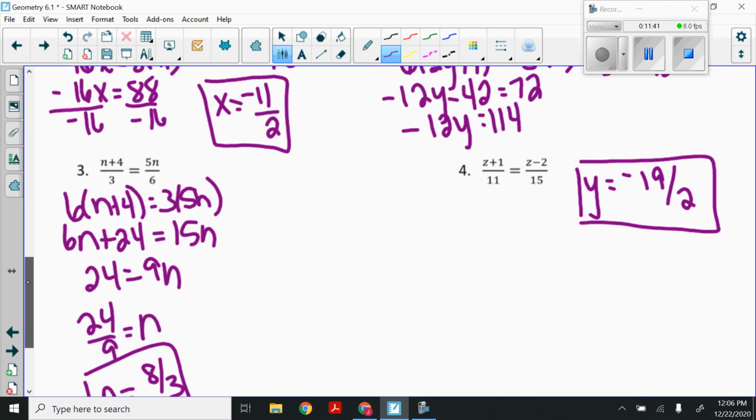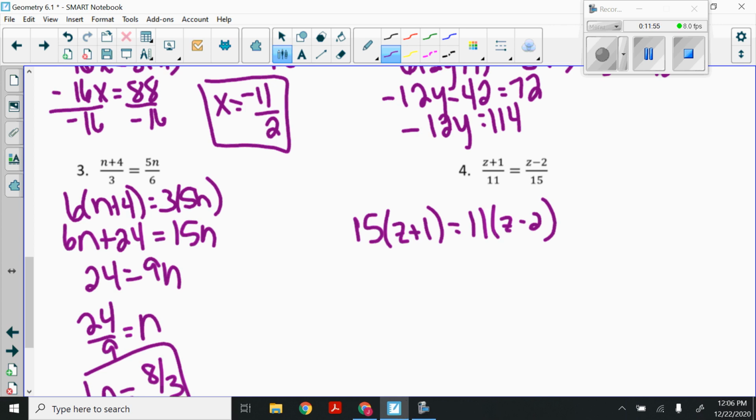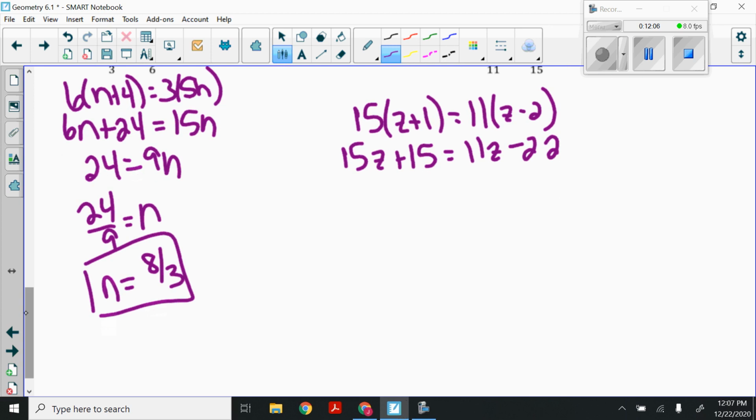Now let's look at number 4. z plus 1 over 11 equals z minus 2 over 15. Again, cross multiply, so 15 times z plus 1 equals 11 times z minus 2. So on this one, we need to distribute on both sides. So we get 15z plus 15 equals 11z minus 22. Get all of our z's on the same side. So I'm going to subtract 11z over. And then I'm going to get 4z plus 15 equals negative 22.